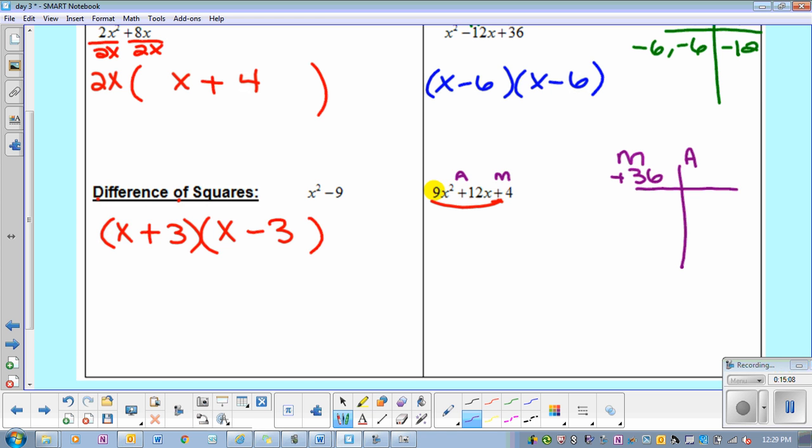And adds to give me what? What's still my b number? 12. So now, two numbers that multiply to give me a positive 36, but add to give me 12. 6 and 6. So remember, whenever you do this, you have to bring down the first, bring down the last, and then rewrite the one in the middle, the 12x, using the two numbers that you found. So plus 6x plus 6x.